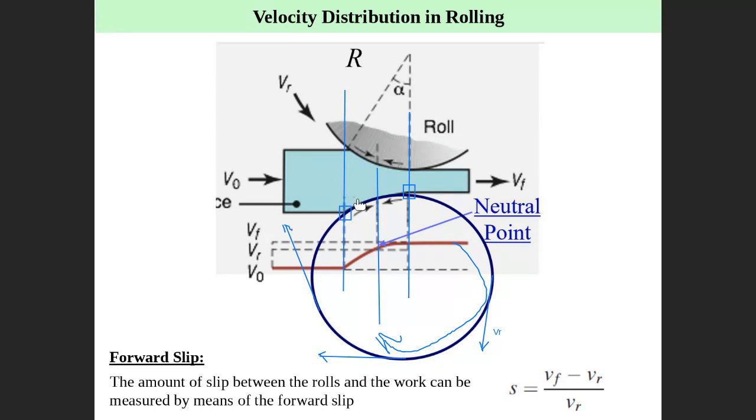So this is a workpiece and this is a roller. Actually, they are not the same. They are two different parts. This is a roller and this is a workpiece. On the workpiece surface, it enters at VO and exits at VF, and the speed increases until it reaches VF, and at this point becomes VR.